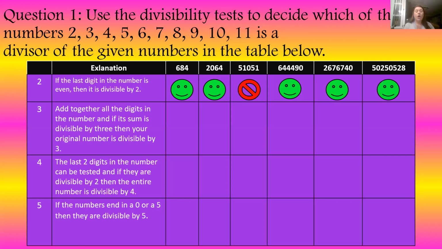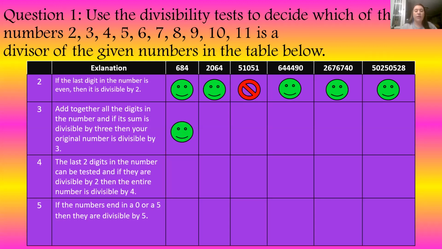Okay, now on to the number 3, testing to see if our numbers are divisible by 3. So you add together all the digits in the number, and if its sum is divisible by 3, then your original number is divisible by 3. Okay, so what we have is 8 plus 4, which is 12, and then 12 plus 6 is 18, and so 18 divided by 3 is 6, so that gives us divisible by 3.